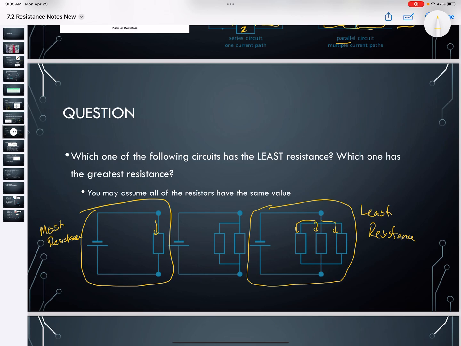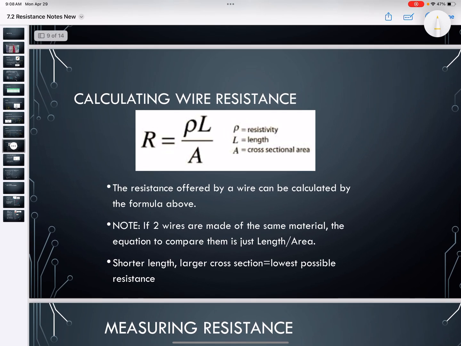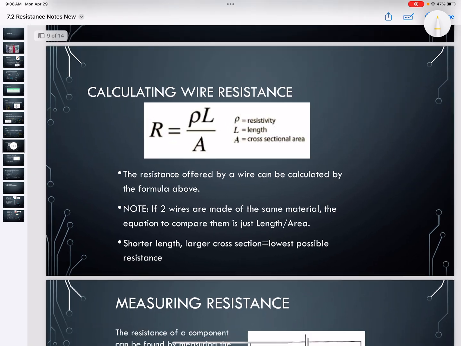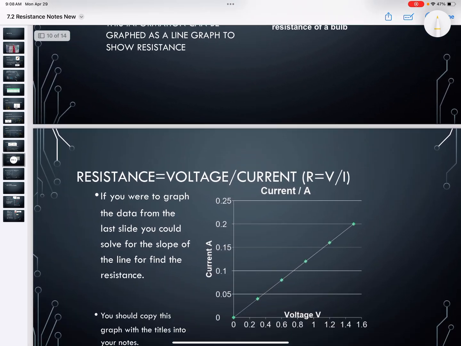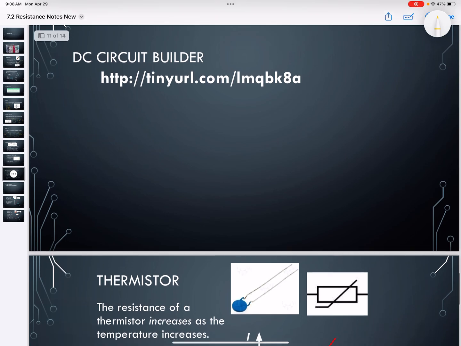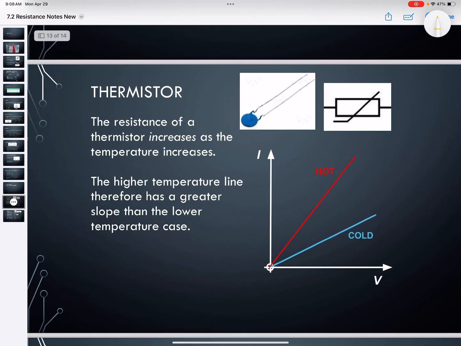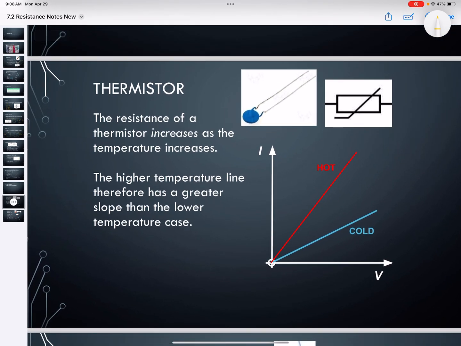Good. Now, like I said, wires do have resistance. I am going to skip this section. You do not need to be able to calculate wire resistance, so don't worry about that. But we should talk about a couple different resistors that you should be familiar with, and the first one is a thermistor. This is a resistor that is specifically designed to change its resistance based on the temperature of the room that it's in.